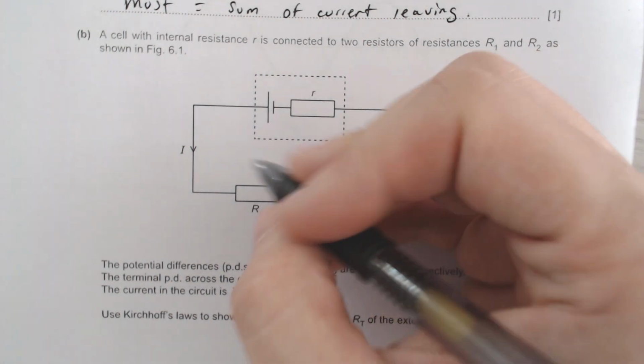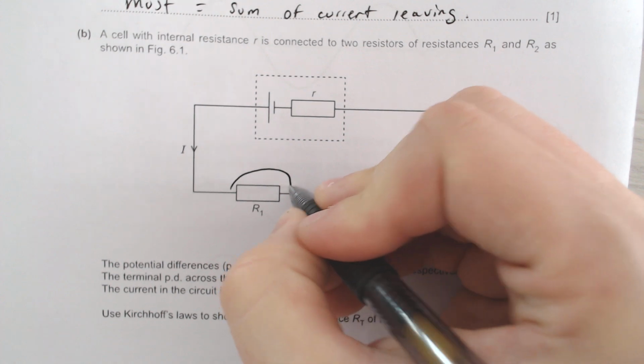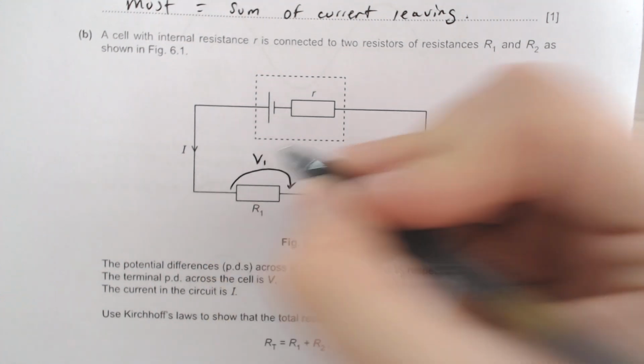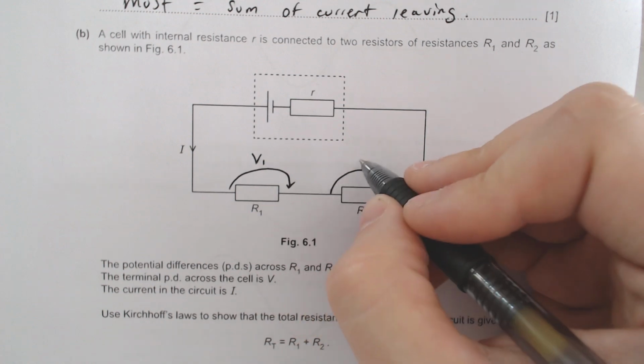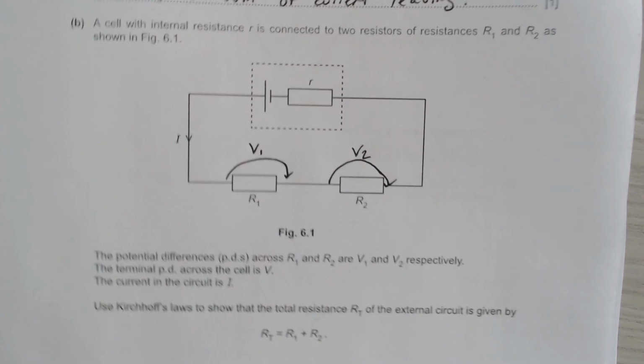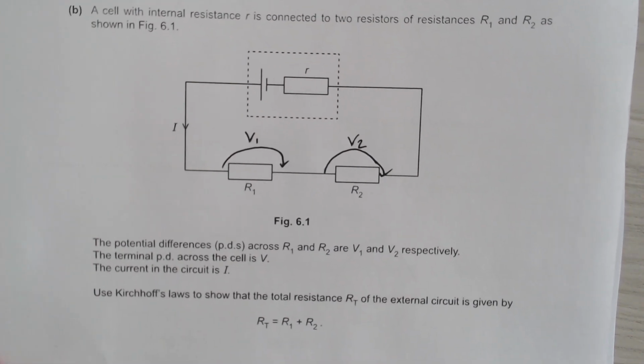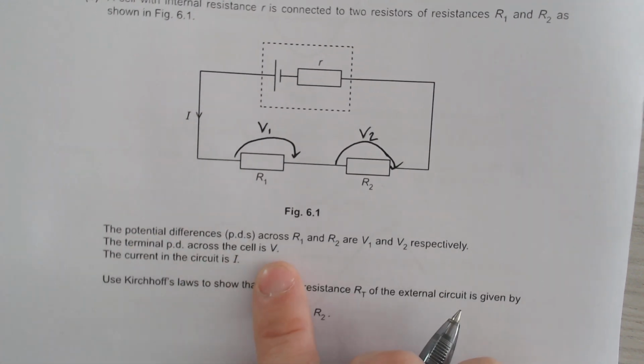So I am going to write that now. The voltage, if we put up a voltmeter here, would be V1. And if we put up a voltmeter on either side here, it would be V2, representing the voltage drop for that. Okay? The terminal difference across the cell is V.